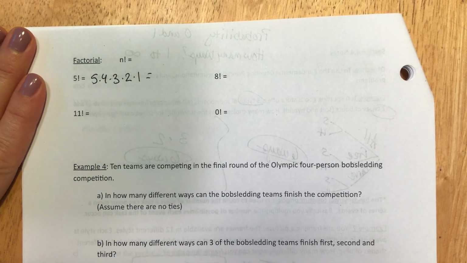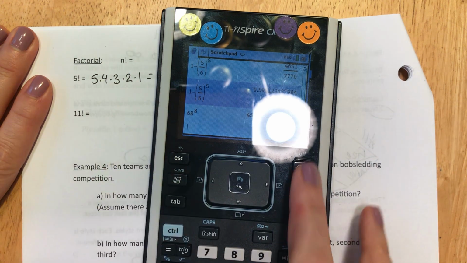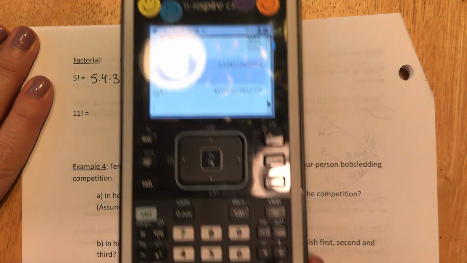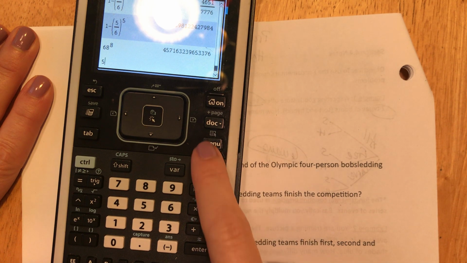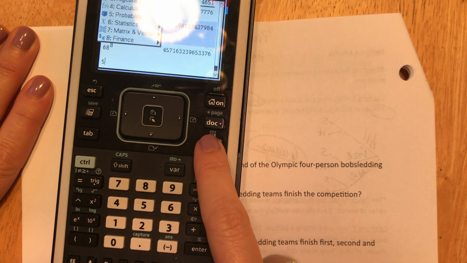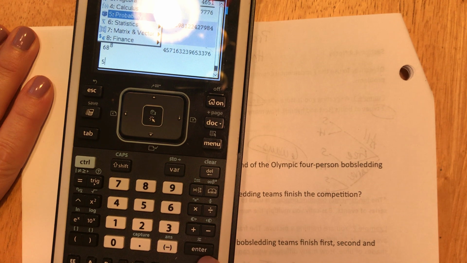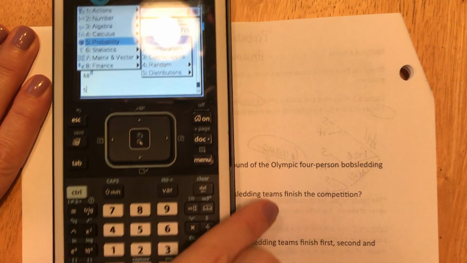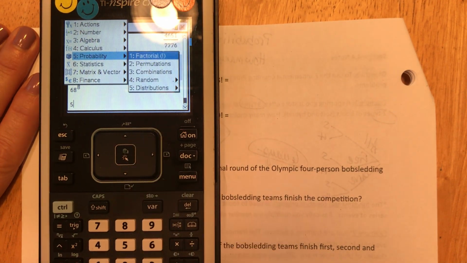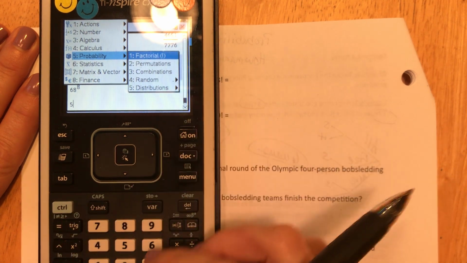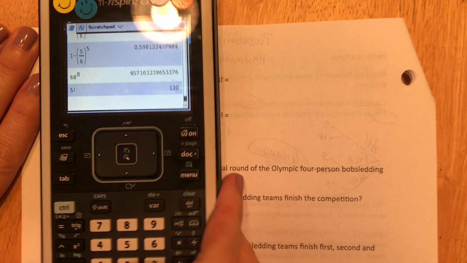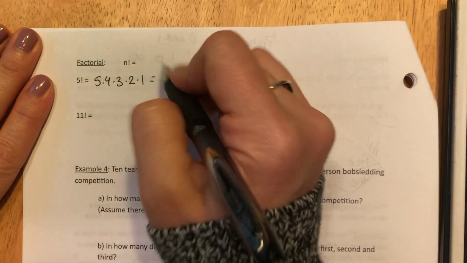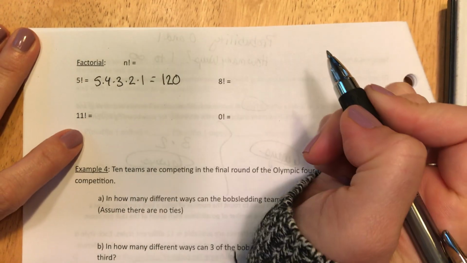You can do it by hand or on your calculator. You can hit 5 and then there are 2 places you can locate it. One is if you hit menu and then probability, and then it should be right there, number 1, factorial. So you see it goes 5 factorial. It just did 5 times 4 times 3 times 2 times 1, and you get 120.